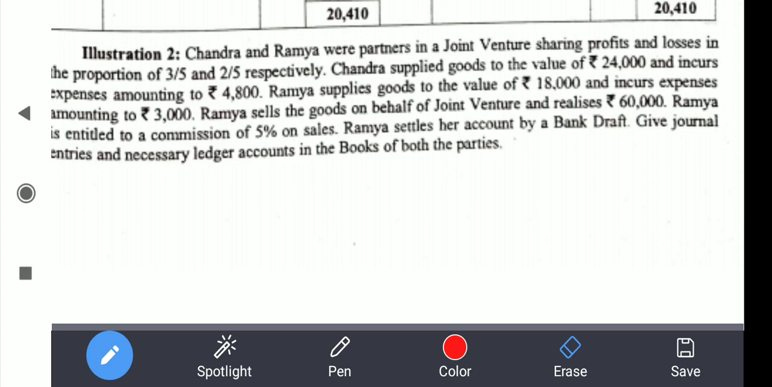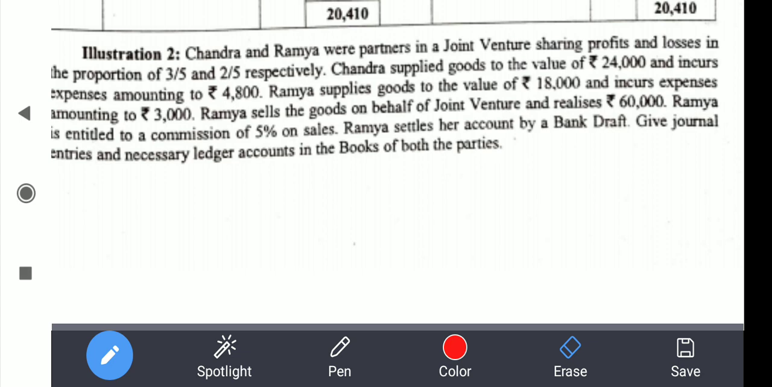Chandra supplied goods to the value of rupees 24,000, and incurred expenses amounting to rupees 4,800. So Chandra supplied 24,000 in goods, and 4,800 expenditure was incurred by Chandra. Ramya also supplied goods to the value of 18,000 and incurred expenses amounting to rupees 3,000.